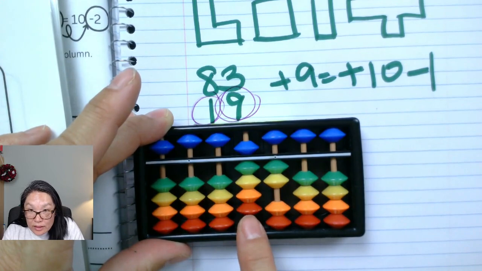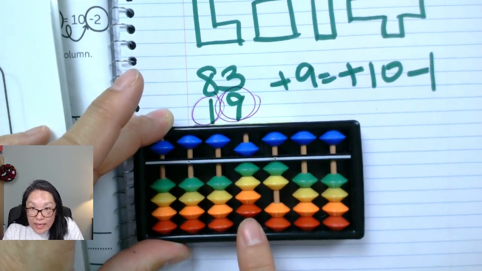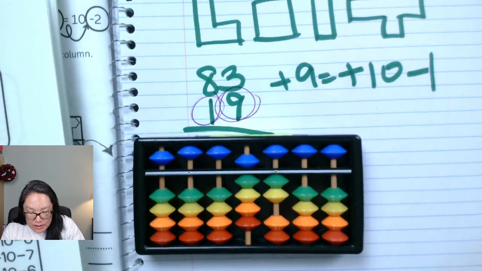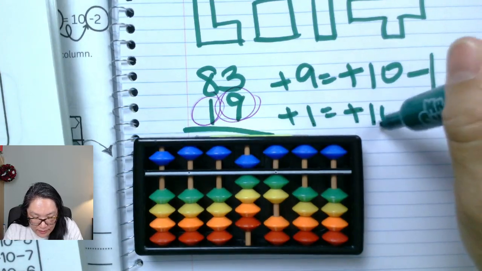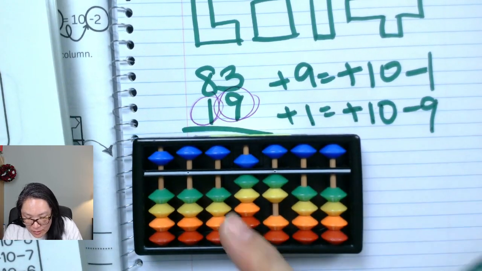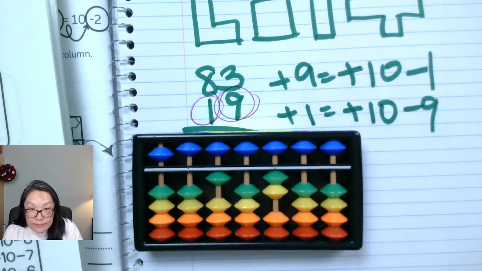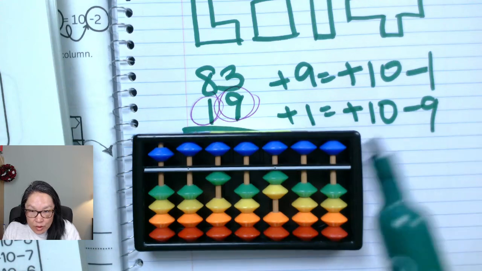How do you add the 1? Can you add the 1? No, I can't. How do you plus the 1 here? Plus the 1 is plus the 10 minus 9. So I plus the 10 minus the 9. And my final answer is 102.